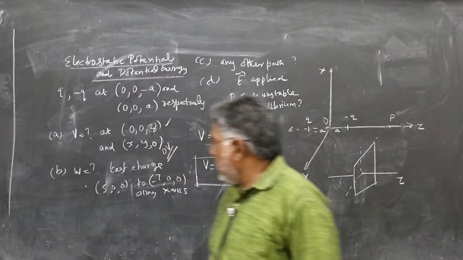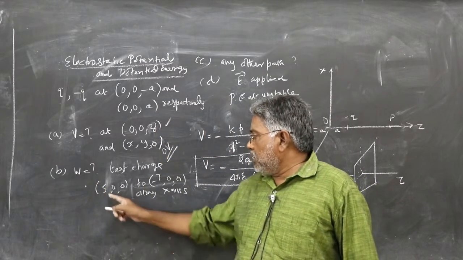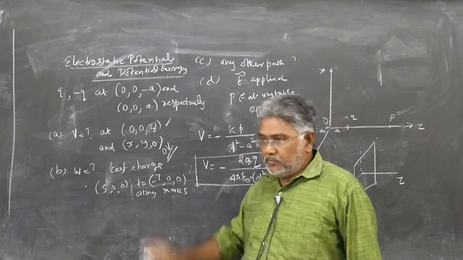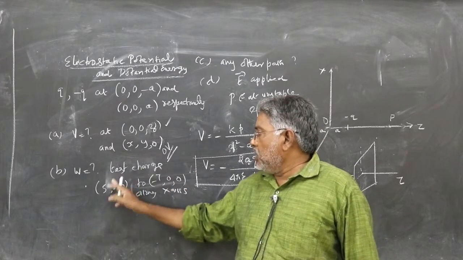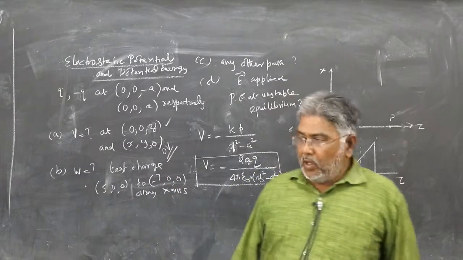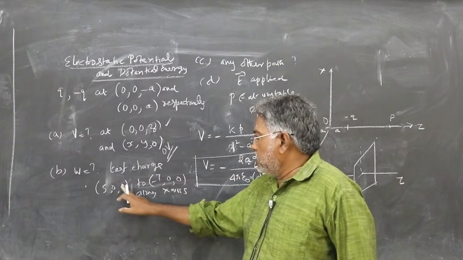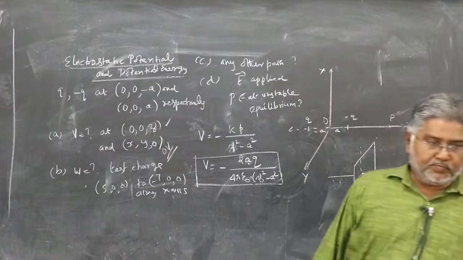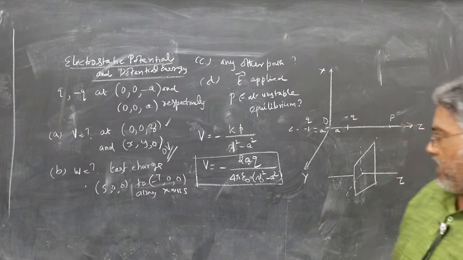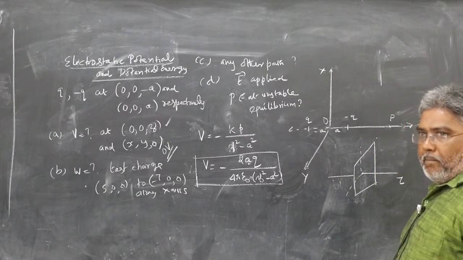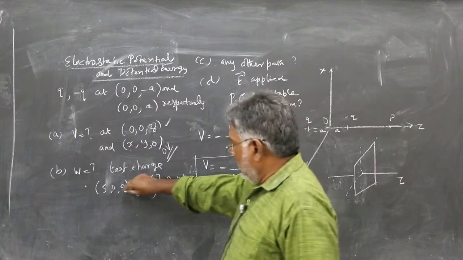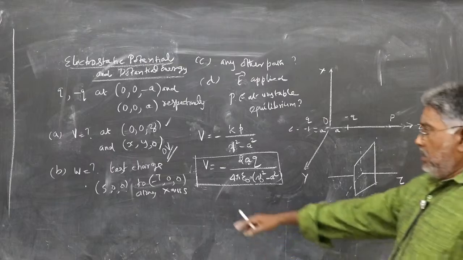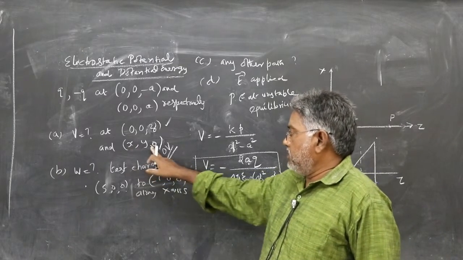The subdivision B: what is the work done when you move a test charge from 5, 0, 0 to minus 7, 0, 0? Moving a test charge from this point to this point. Again you see this to this, the point is having 0 and 0. Equatorial point. First you concentrate on this. Or you can say, see here, take this point.